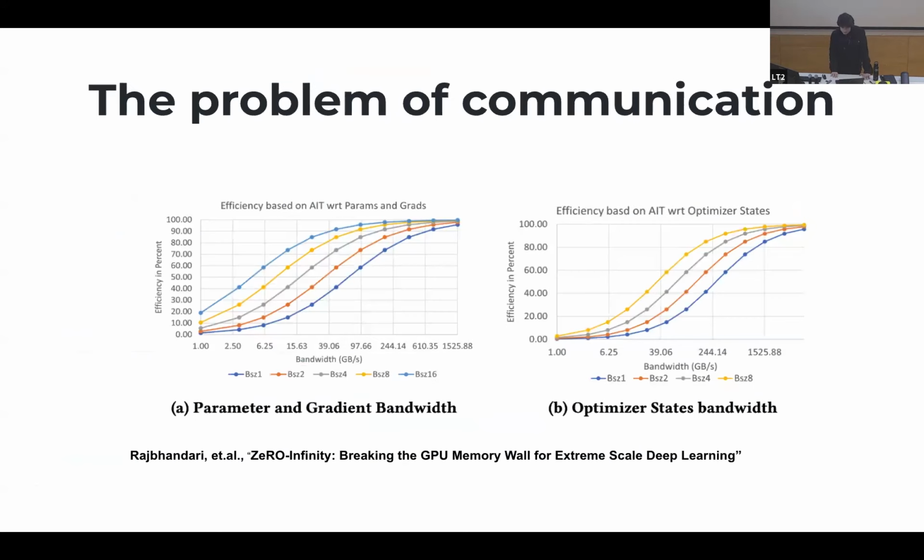And this brings us back to the problem of communication, which is central to this entire presentation. Here we can see graphs from the ZeRO-Infinity paper showing what happens to the efficiency of your training, in the sense of arithmetic intensity, as you increase the bandwidth of your GPU workers, and you consider either the bandwidth available when communicating parameters or gradients, or the bandwidth available when communicating optimizer states, which are also very heavy. Essentially, we can see that at very low bandwidths, it's almost impossible to maintain a good level of efficiency, and you need to go very high for it to be in any way, shape, or form reasonable.